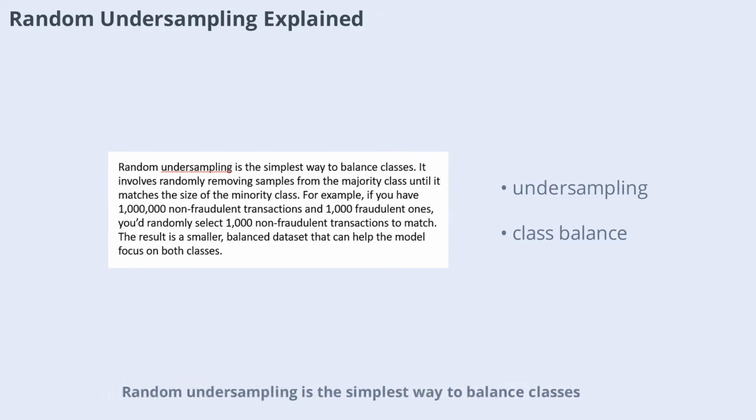Random undersampling is the simplest way to balance classes. It involves randomly removing samples from the majority class until it matches the size of the minority class. For example, if you have 1 million non-fraudulent transactions and 1,000 fraudulent ones, you randomly select 1,000 non-fraudulent transactions to match. The result is a smaller, balanced dataset that can help the model focus on both classes.